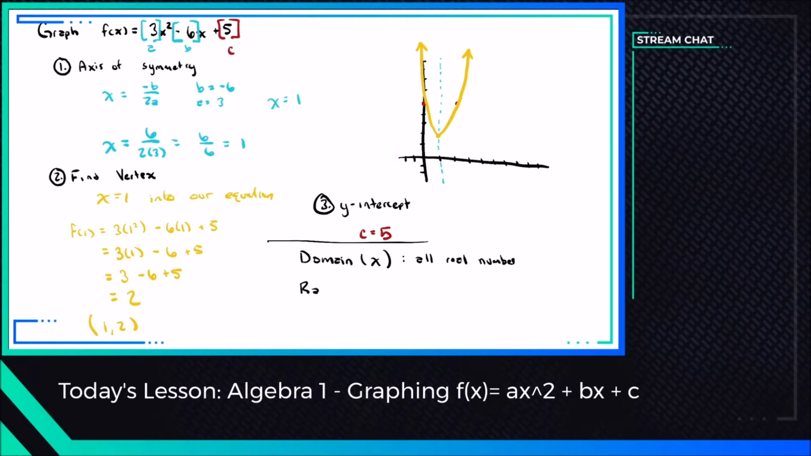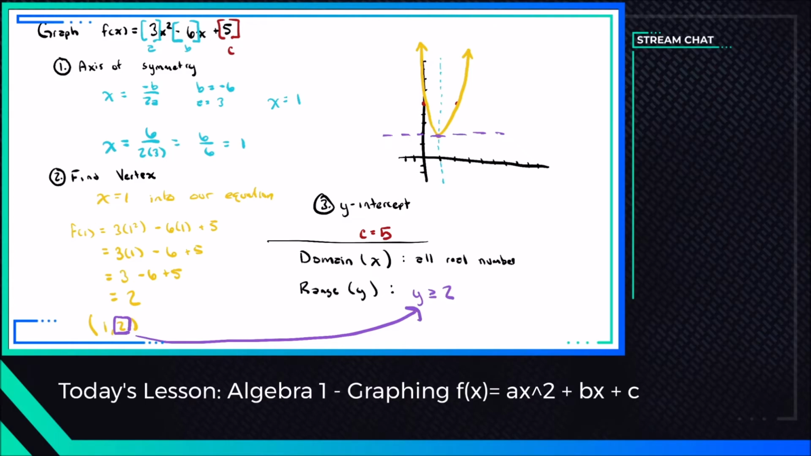And our range, or in other words, what can our y be? Notice that our y's plateau down here at a 2. And they can be equal to a 2, so we're going to say y is greater than or equal to a 2 for our range. So on every parabola, the domain is always going to be all reals. And the range is going to be whatever your y value is in your vertex.